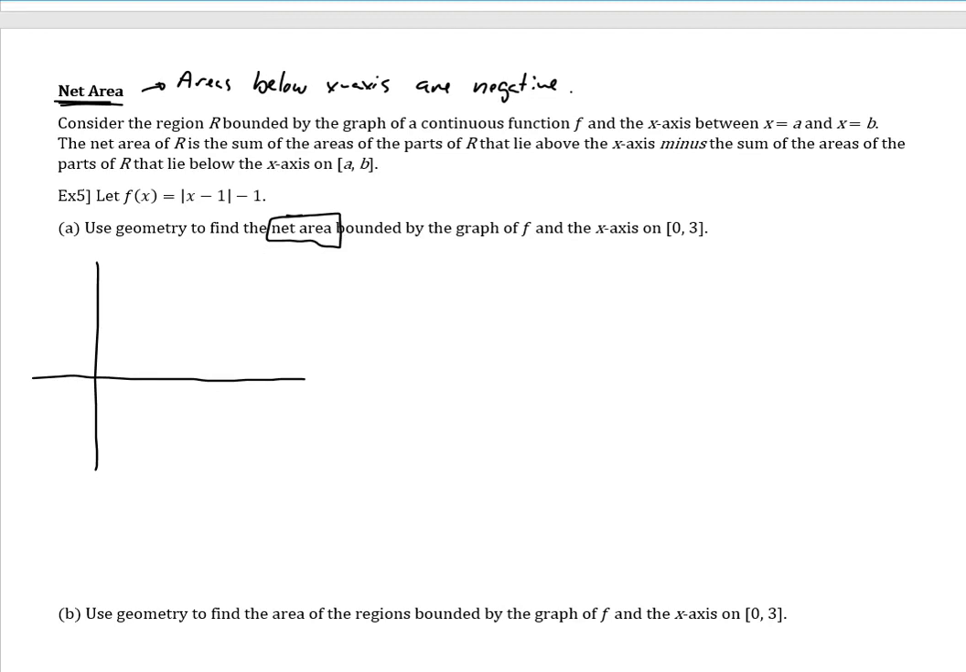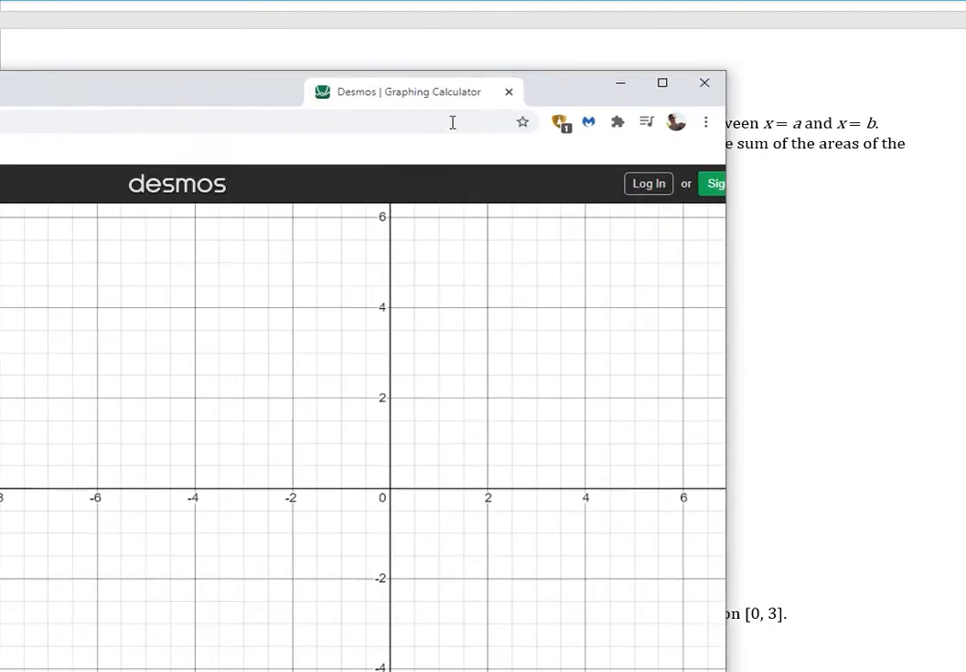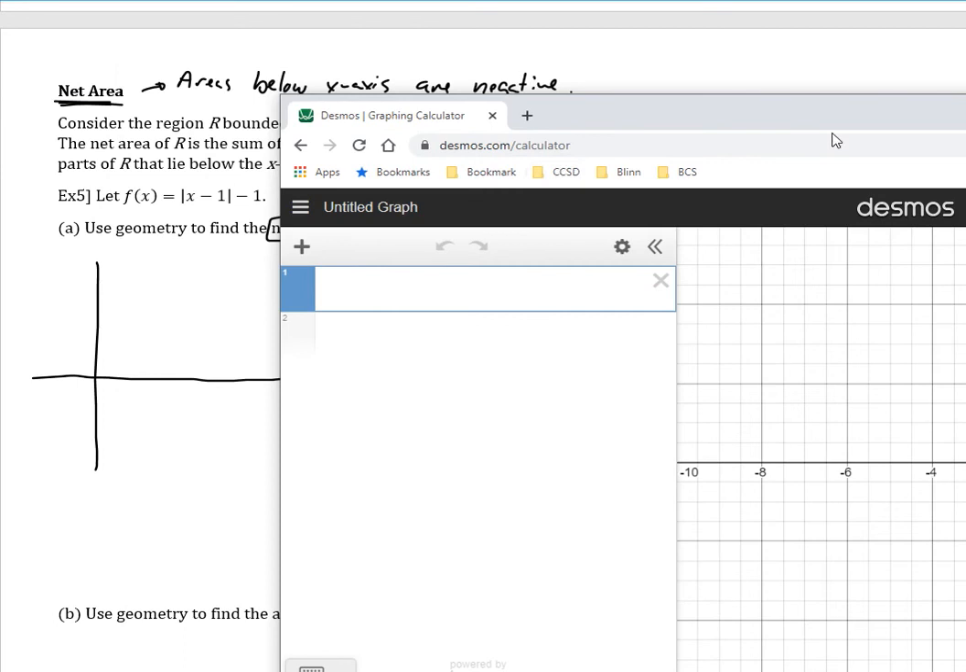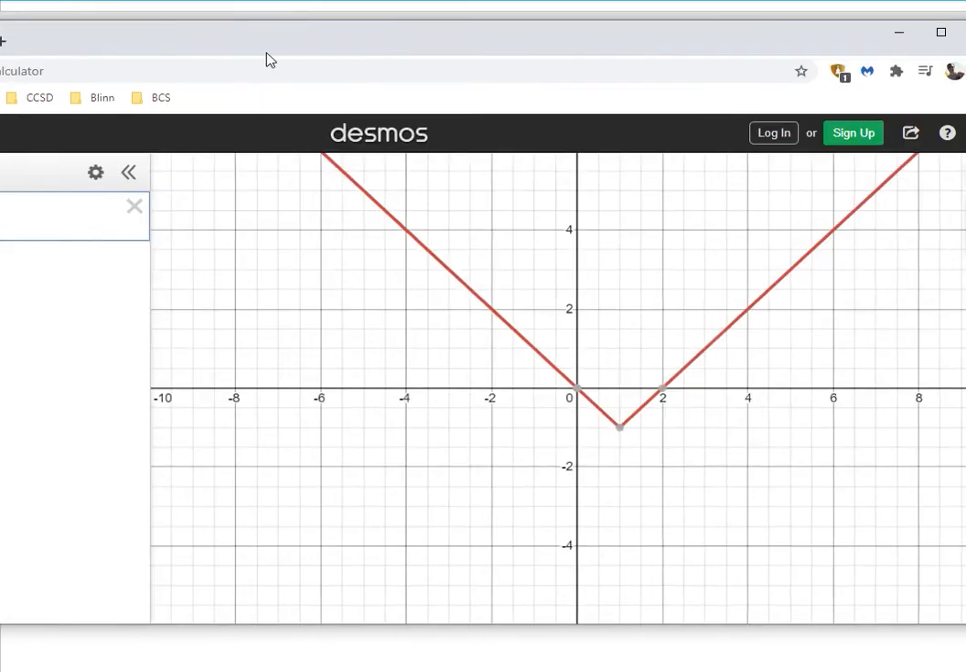Let's go ahead and get our graph going. If you know how to graph this right away, that's awesome. You could also use a graphing calculator or a table. But let's just go ahead and graph this real quick. Okay, so I've got the absolute value of x minus 1 and then minus 1. Okay, and then we can see it right there.